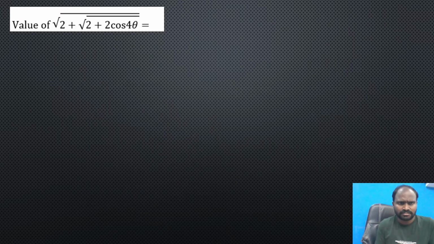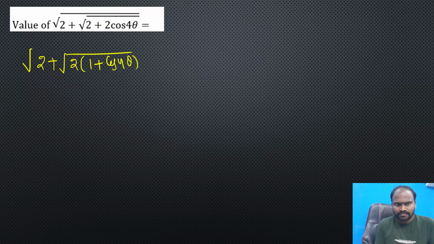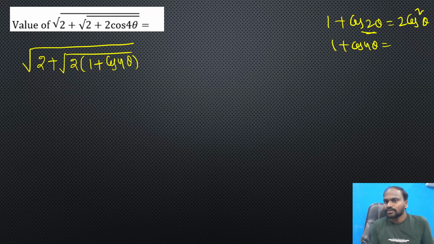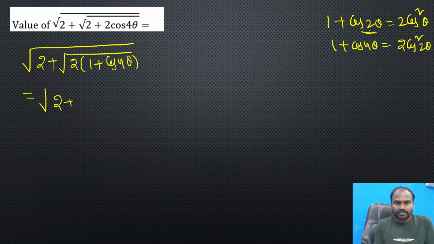Now, look at this question. So here you have 2, and there you can take 2 common, then I will get 1 plus cos 4 theta. Definitely we'll try to cancel the square roots. See, I have the formula for 1 plus cos 2 theta, which is 2 cos square theta, because cos 2 theta is 2 cos square theta minus 1. Then what will be the formula for 1 plus cos 4 theta? 2 theta becoming theta, so 4 theta becomes 2 theta, so 2 cos square 2 theta. I will write that here. So what I will get here is under root of 2 plus under root of 2 into 2 cos square 2 theta.